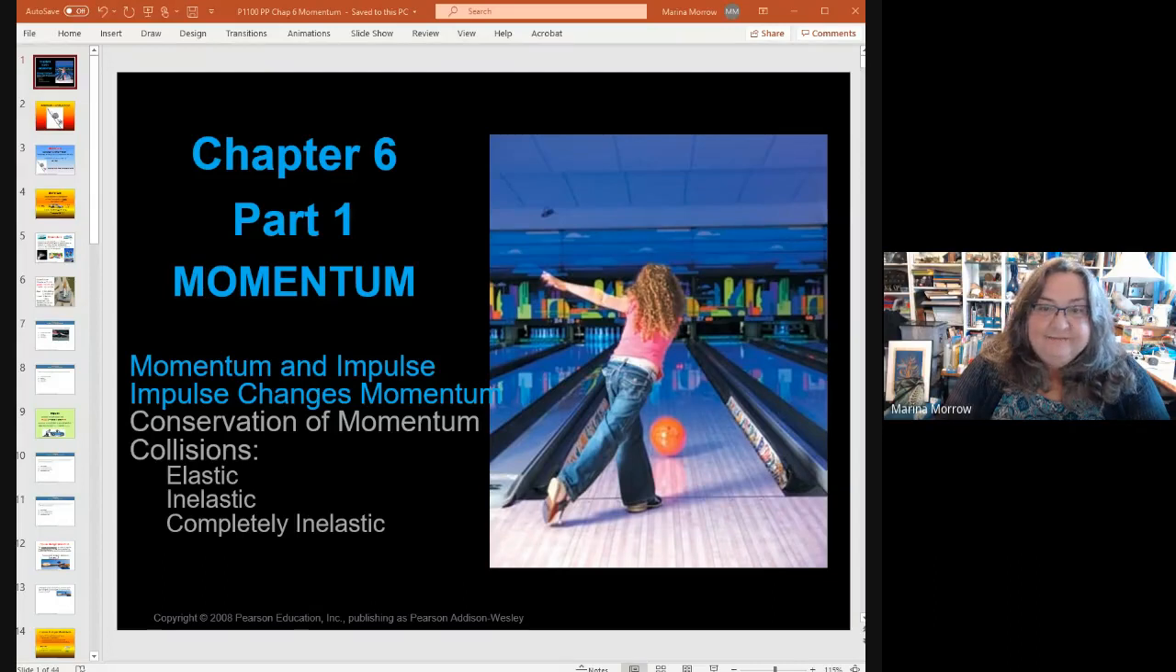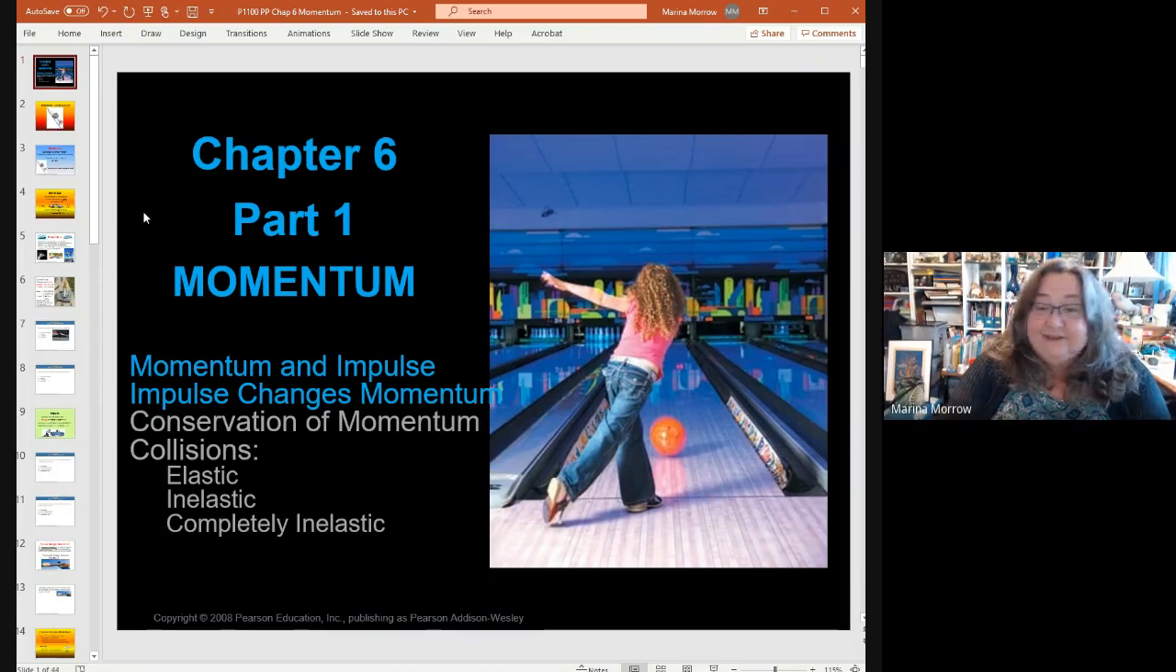Hello, everyone. So today we're working on Chapter 6, which is about momentum. We'll be looking at momentum and impulse and how impulse changes momentum. Now, most of us already know what momentum means, and we use that word correctly. In that, we talked about something that seems to have some sort of motion to it, some inertia that's going to keep it going. So we'll say, yeah, that's got momentum.